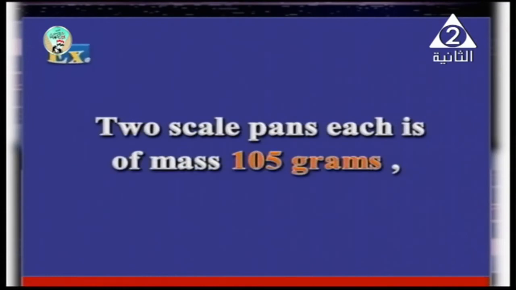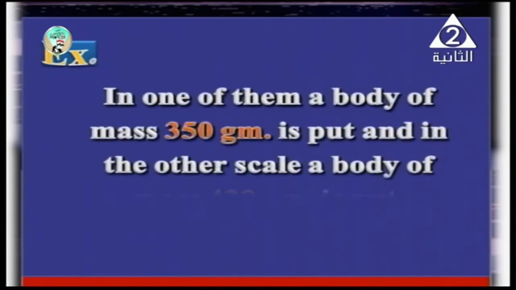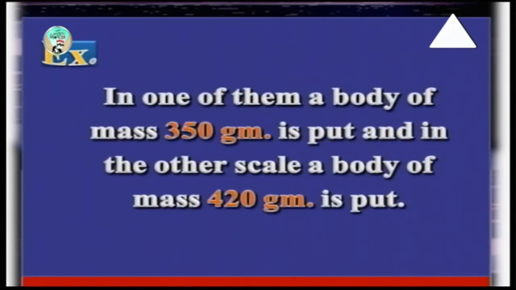Two scale pans, each of mass 105 grams, are connected at the two ends of a light string passing over a smooth pulley, where the two scales hang vertically. In one of them, a body of mass 350 grams is put, and in the other scale, a body of mass 420 gram is put.